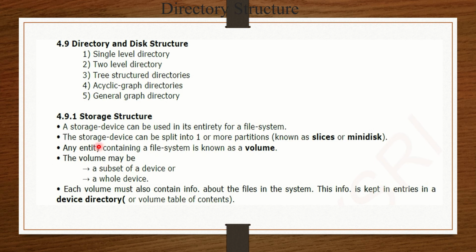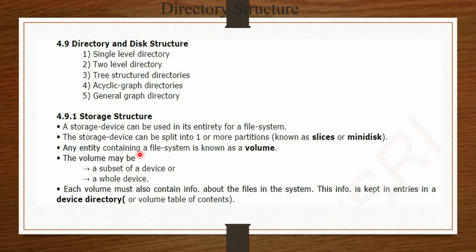A storage device can be split into one or more partitions. This storage device can be anything: your hard disk, your USB, your RAM, ROM, anything. Your storage device can be split into one or more partitions, known as slices or mini disks. The storage device is divided into many partitions, and that is called slices or mini disk.